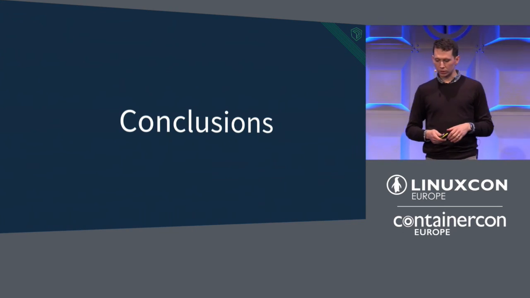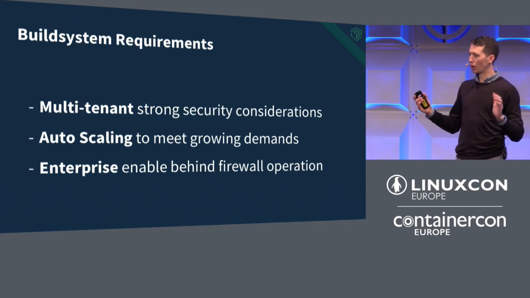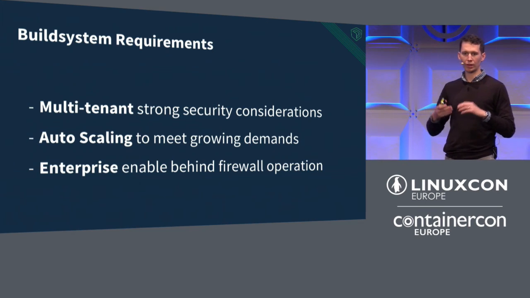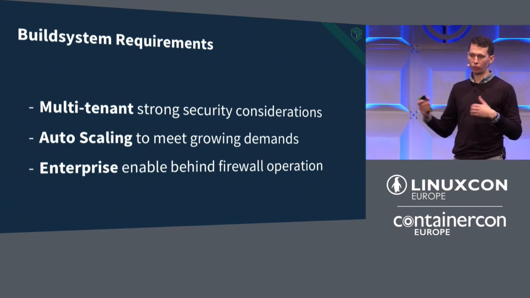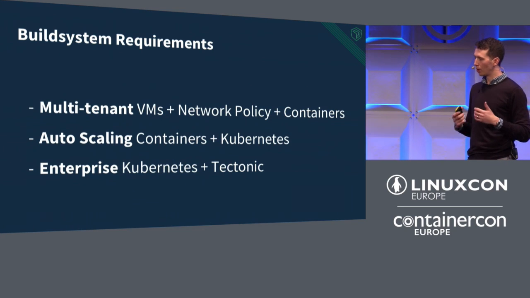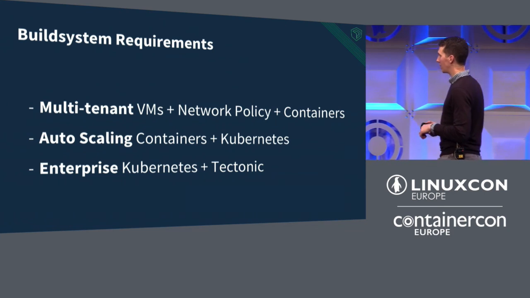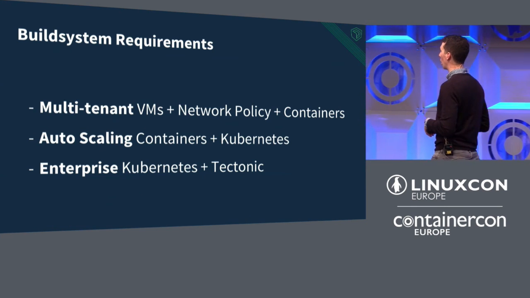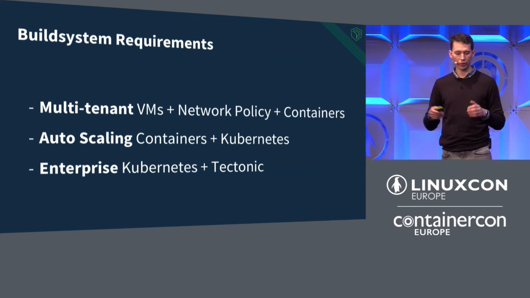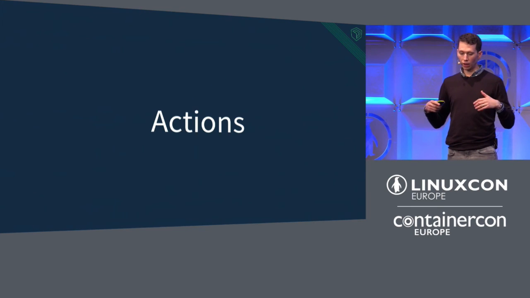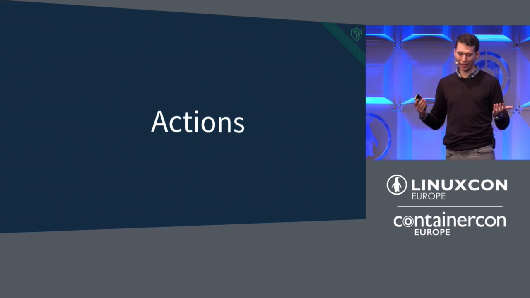So some conclusions. Initially, we had these requirements of multi-tenancy, auto-scaling, and being able to deliver a system for behind-the-firewall use. We were able to do that through the use of virtual machines, containers, Kubernetes, and our Tectonic Kubernetes solution built on. And then some actions. I want to leave you with some takeaways.